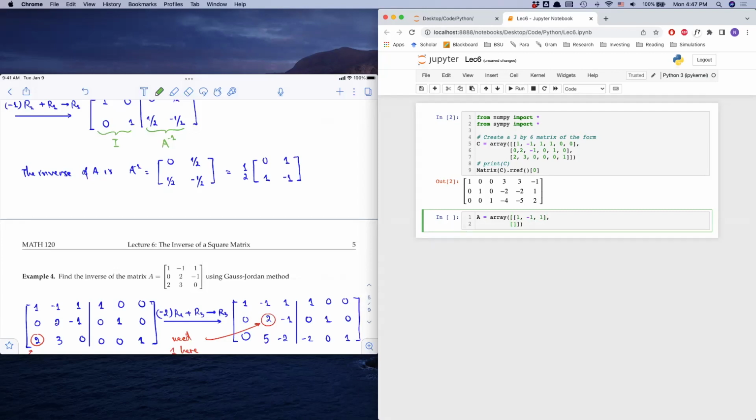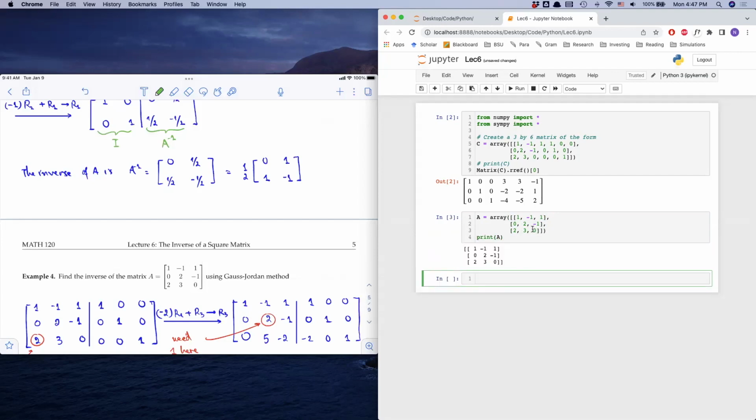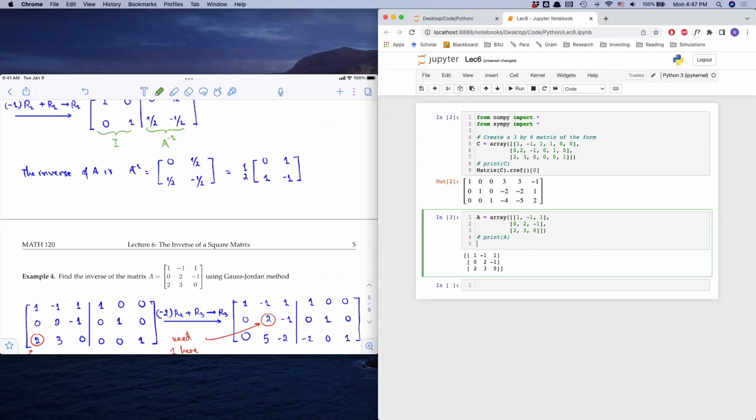The second row of matrix A is 0, 2, negative 1. And the third row is 2, 3, 0. So let's print this matrix out. So it works. Okay, so comment this out.